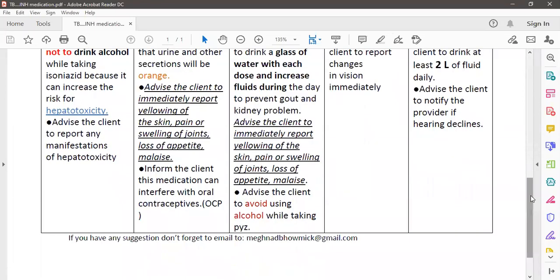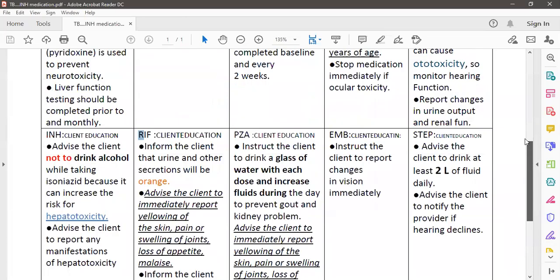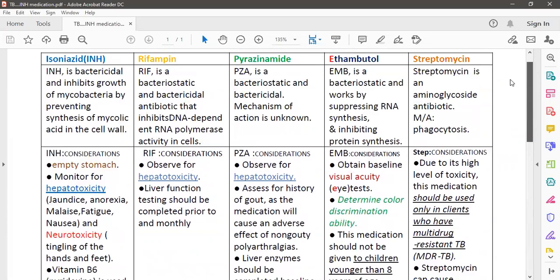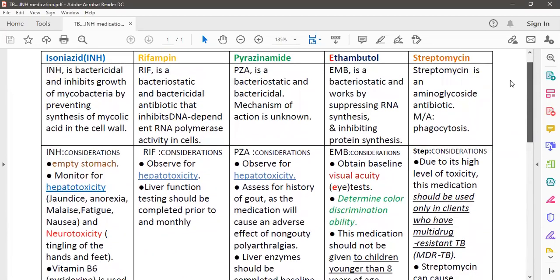Sometimes a couple uses the oral contraceptive, or OCP, right? So you make sure they do not take oral contraceptives. If they use oral contraceptives for family planning, tell them to switch to another technique or method, because rifampin can interact with oral contraceptives.